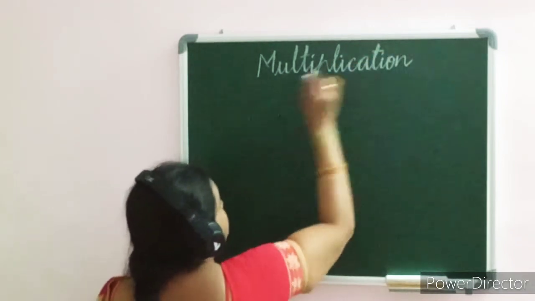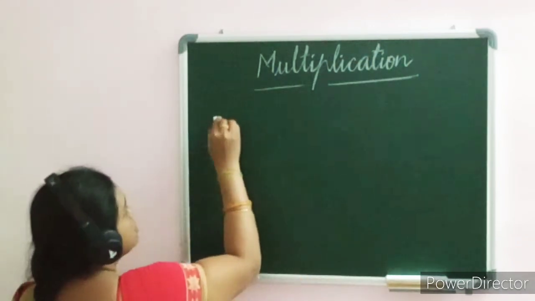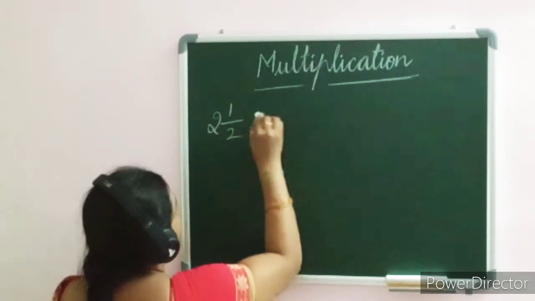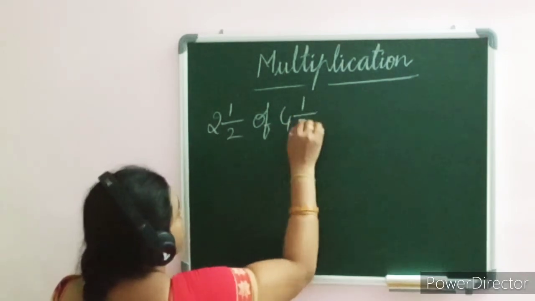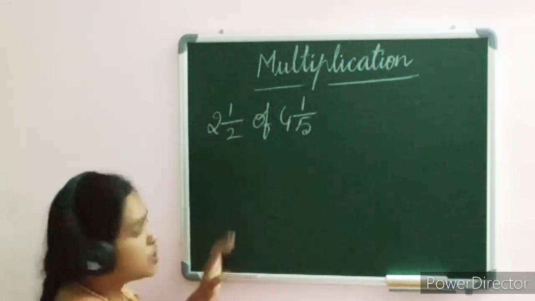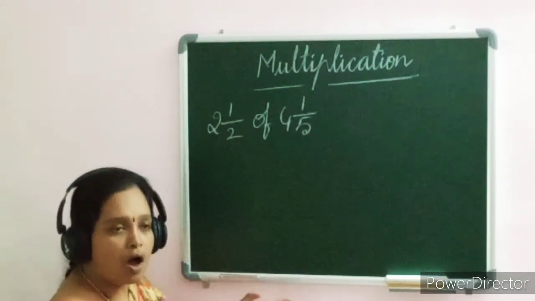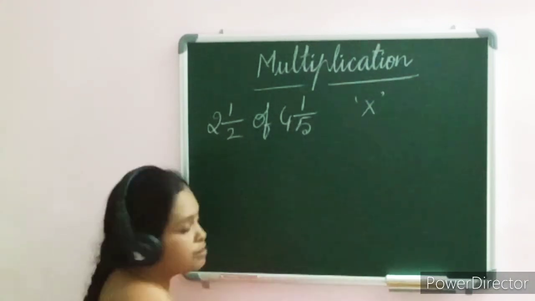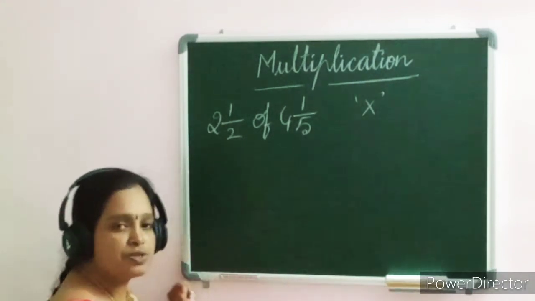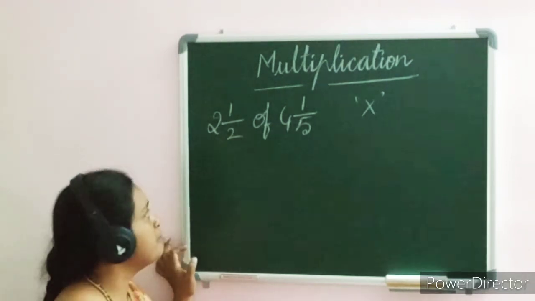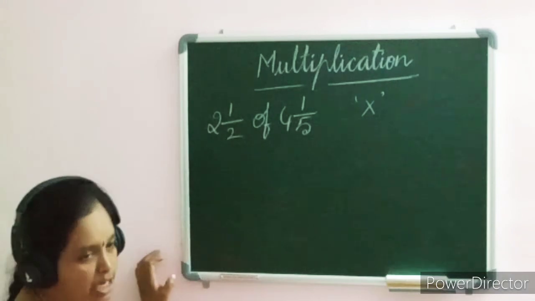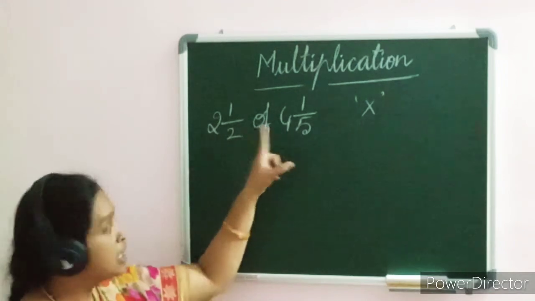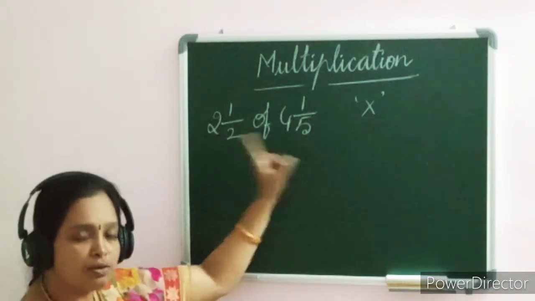Please listen carefully. For example, if the question given is 2 1 by 2 of 4 1 by 5. Here, what does "of" mean? Of means you have to multiply. In earlier sessions we have learned how to convert a mixed fraction into an improper fraction. Here both the fractions given are mixed, so our first step is to convert both the mixed fractions into improper fractions.